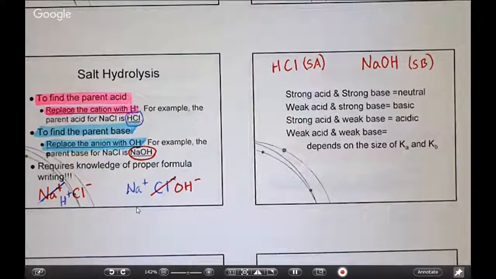Okay, so let's do this. I'm going to hand out to you the lab for tomorrow. And we're going to take a couple minutes and we're going to do a few examples together where we can predict what the salt should be. And I know it says honors 2 on here. It's the same lab that we're doing.